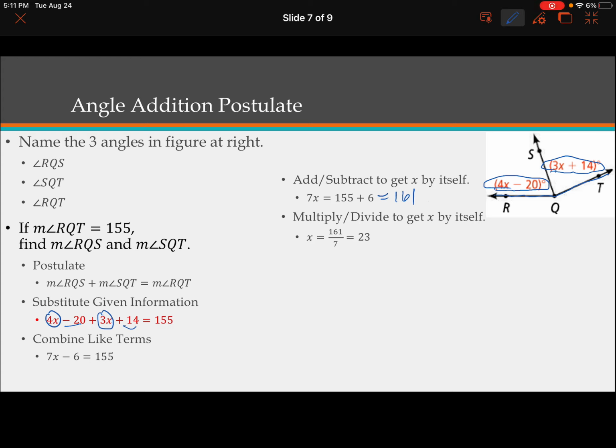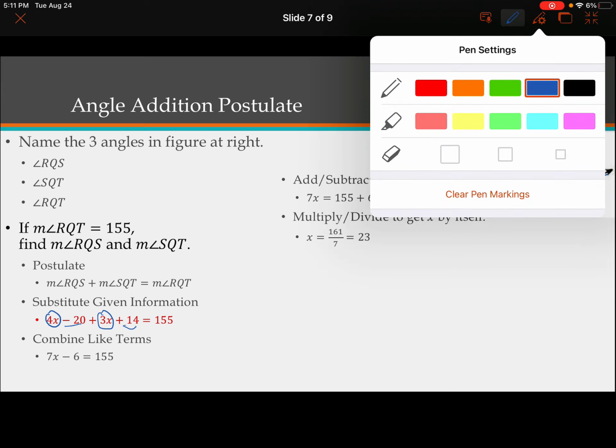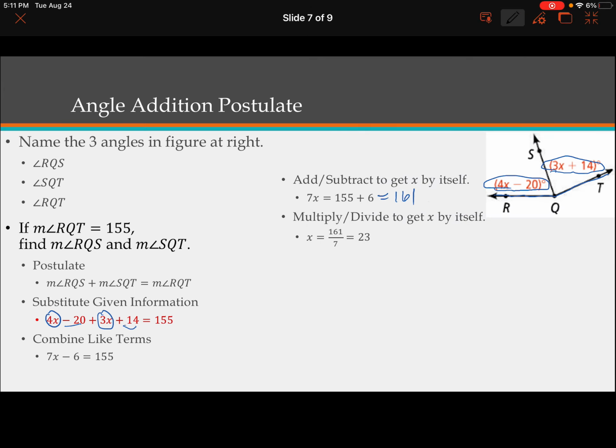The question: are we finished with the problem at this point? We found X equals 23. Are we done? And the answer is no. We're not done because the question itself wasn't asking about X. The question was asking, what's the measure of those two angles? The question doesn't care what X is. The question wants to know what's going on with those angles. And so to find that, we have to plug X into those two expressions.